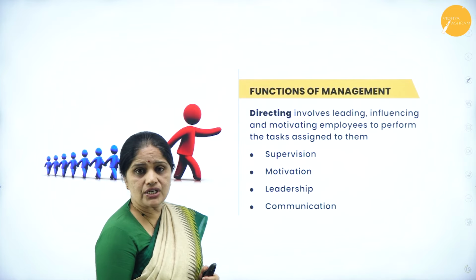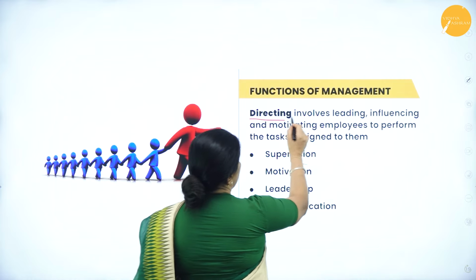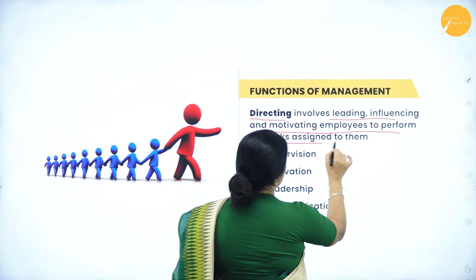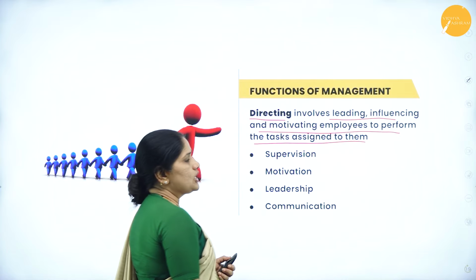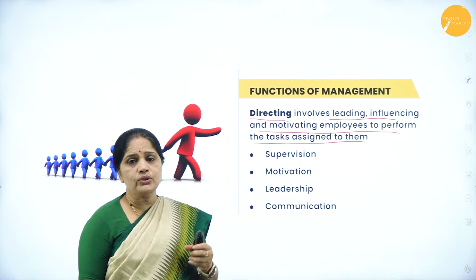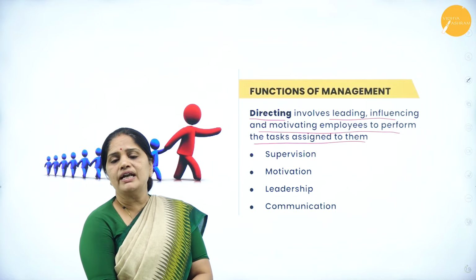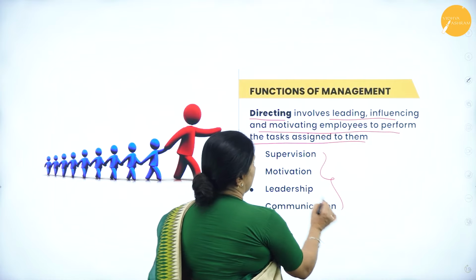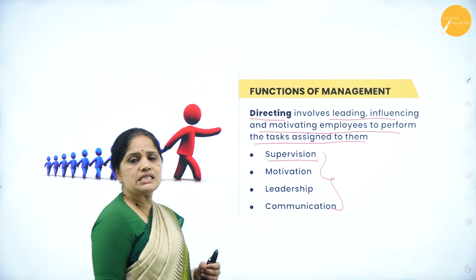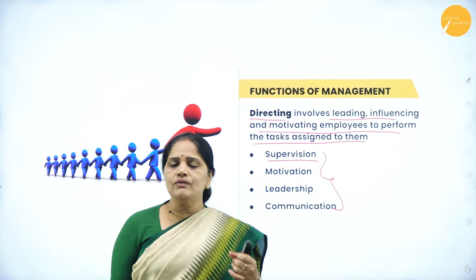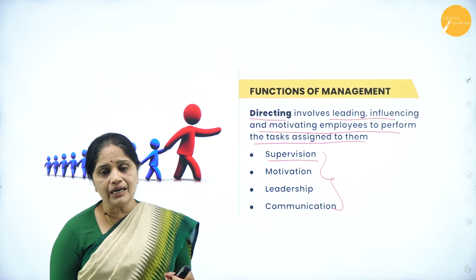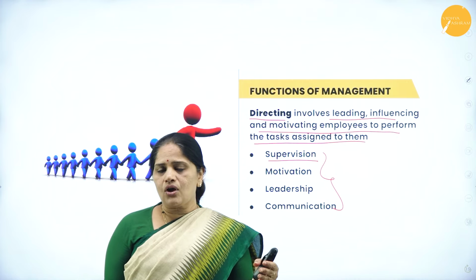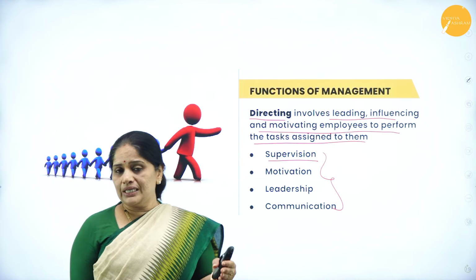Then the next function of management is directing. It involves leading, influencing and motivating employees to perform the tasks assigned to them. So direction means you are leading the people, influencing the people and motivating the people to do the job. Now the elements of directing are supervision. Supervision is nothing but overseeing the people or the job, whatever the people are doing. Just see whether they are doing it in the right way or wrong, and if they are wrong, try to see that they do it in the correct way.